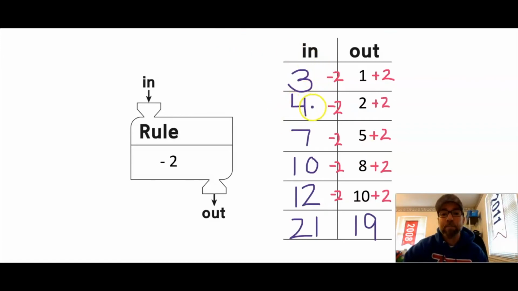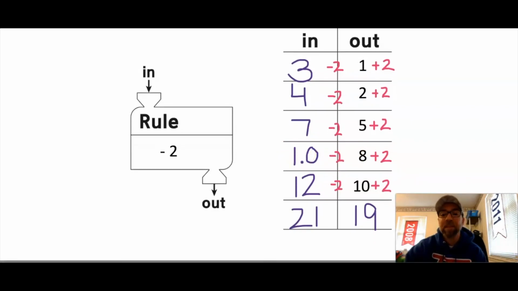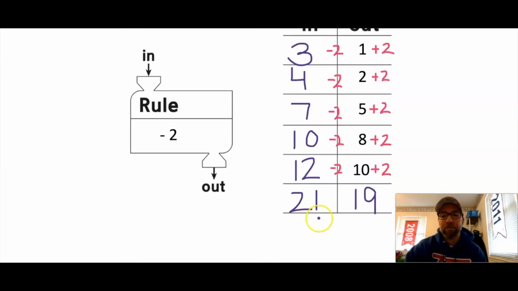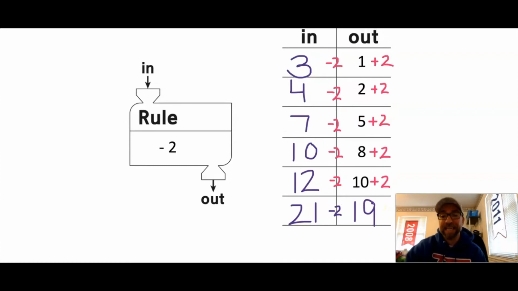In comes 4, out pops the 2. 4 minus 2 equals 2. That's true. In comes 7. 7 minus 2, and out comes 5. That's true. It works. Then we have 10 minus 2 equals 8. 8 plus 2 equals 10. 12 minus 2 equals 10. 10 plus 2 equals 12. And I challenged myself. 21 minus 2, and out comes 19.